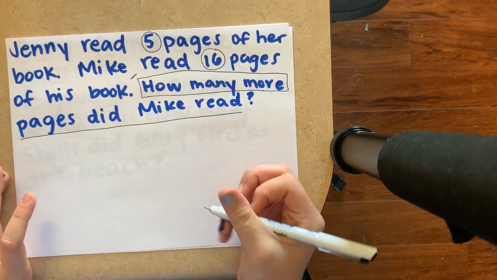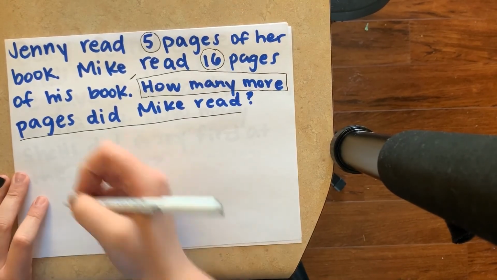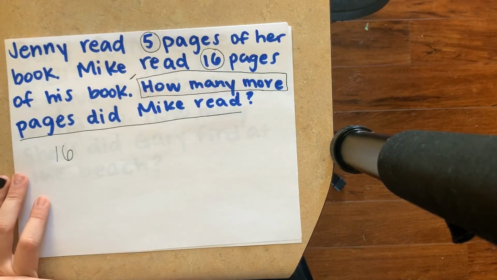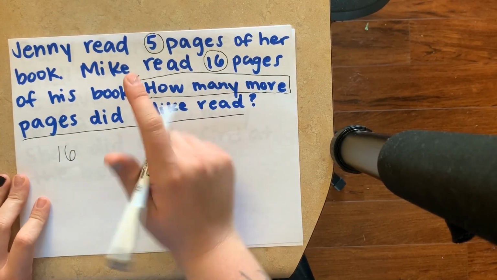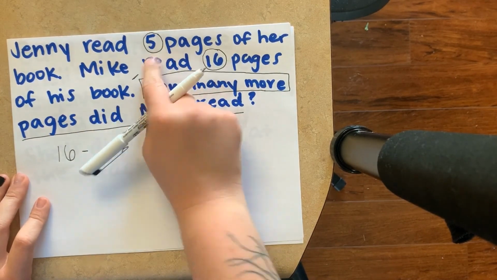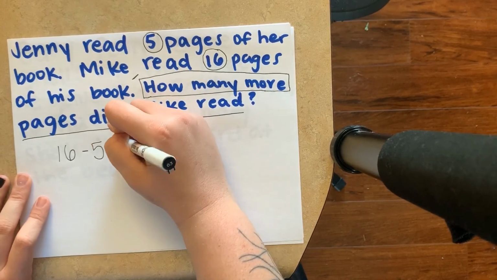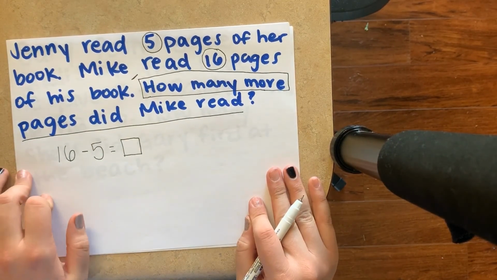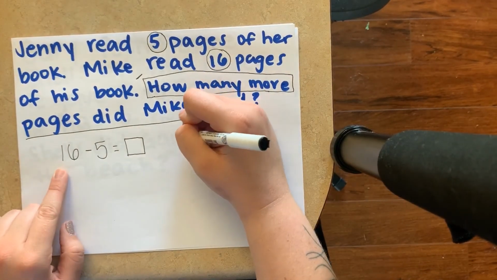Alrighty, welcome back. So for our equation, we always start with our biggest number, which is 16. Then, remember, we're taking away because how many more means to subtract. So we're taking away 5, and that equals box. You can draw circles for this problem. You can draw a number line. I'm gonna do both. So first I'm going to draw 16 circles.